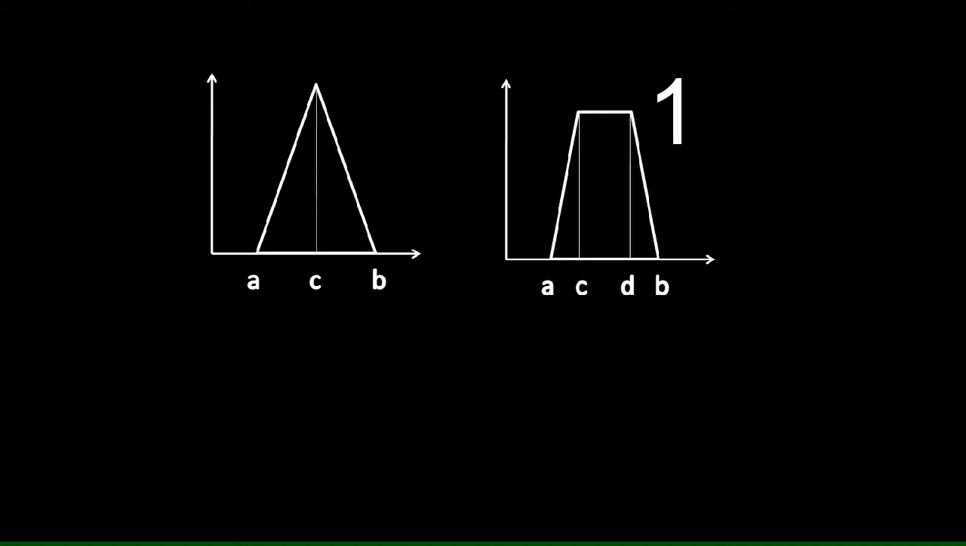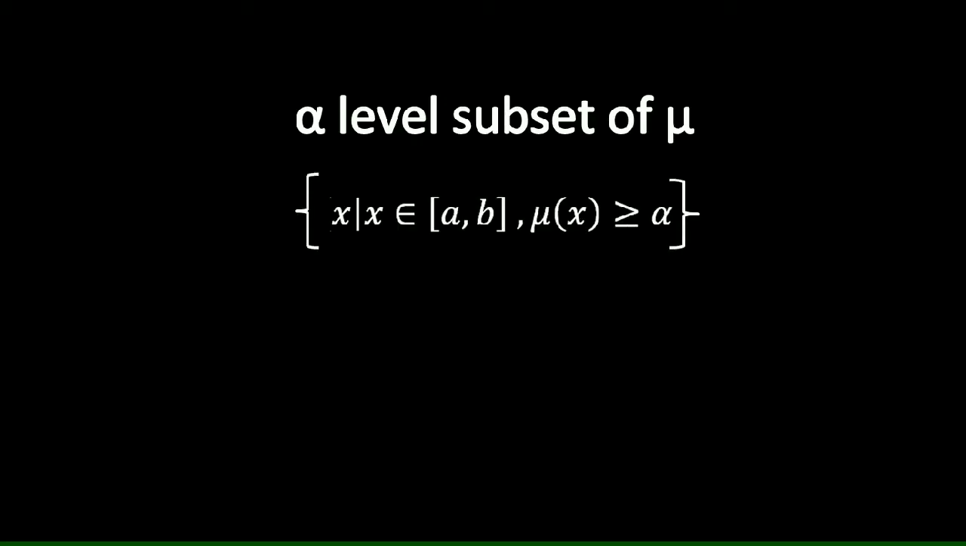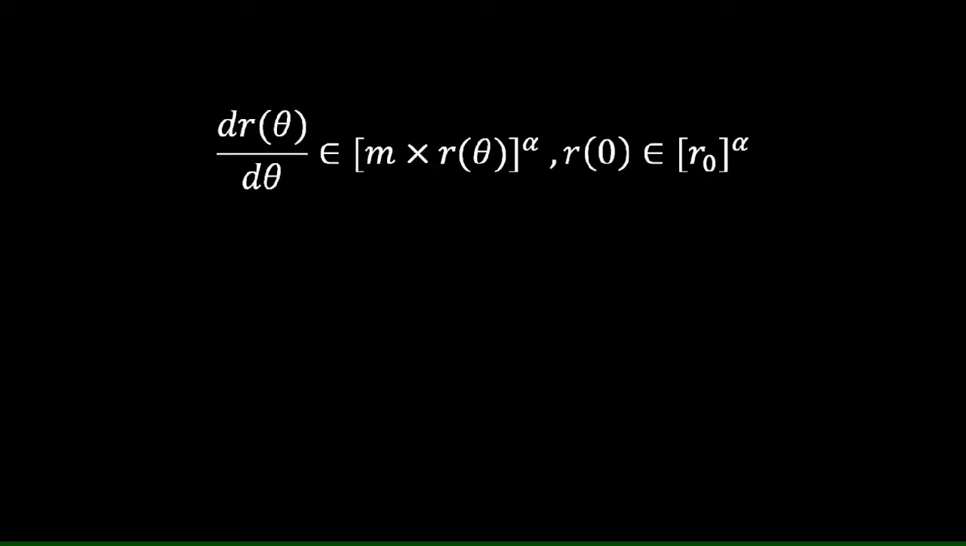Now, what is an alpha level subset? It's basically a subset of the fuzzy set which contains those elements whose membership values are greater than alpha. We represent it like this. So this differential equation makes sense now. Here the constant m is also a fuzzy number. Here capital M is considered a trapezoidal fuzzy number and R0 is considered a triangular fuzzy number.